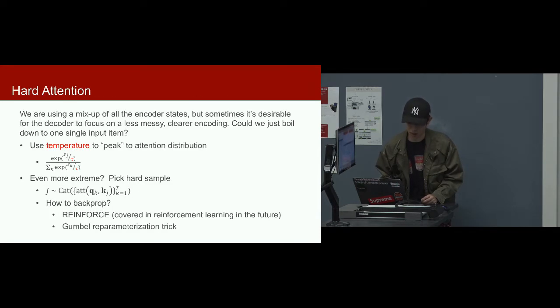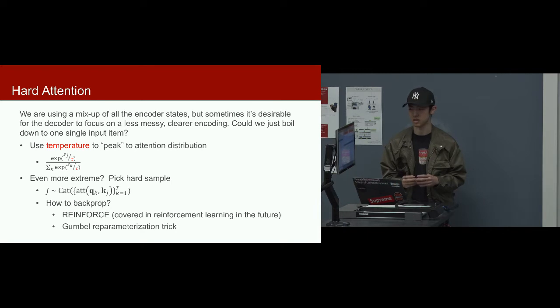Okay, so another variation is hard attention. This one's actually used somewhere. Sometimes we might want to get down to one single input. Say we want to let the decoder focus on a less messy and clearer representation of the input sequence. So we don't want to consider a mixed aggregation of these input hidden states. We just want an exact one. So in hard attention, how do we achieve this? Actually, we could use temperature in a softmax to make the distribution really peaked, so you could approximate a one-hot vector.